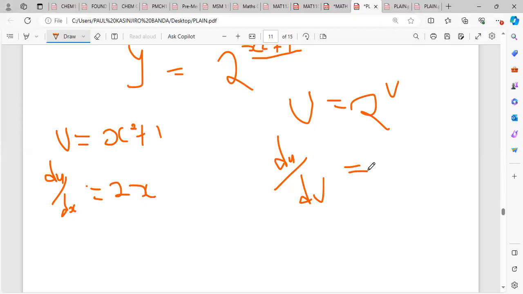So what am I going to find there? How do you differentiate such an equation? To differentiate such an equation, you write the same expression the way it is, then you multiply by ln of the number that is raised to a power. I don't know if that English was clear. What I mean is that you write the same thing, so you write 2 to the power v.